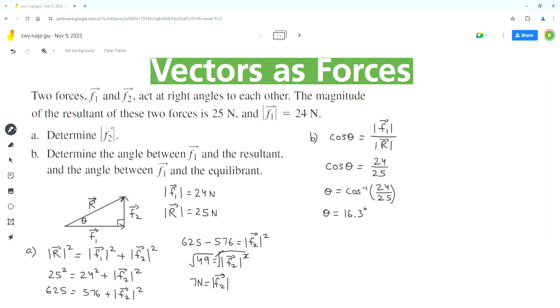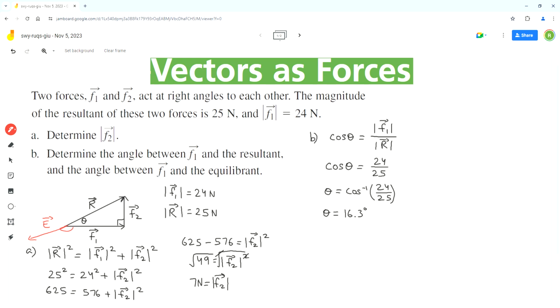Next we have to find the angle between vector F1 and the equilibrant. So first we can show the equilibrant vector in the diagram. The equilibrant vector is a vector that's equal and opposite to the resultant vector. So the equilibrant vector will be shown like this. This vector is the equilibrant vector. So the angle between F1 and equilibrant vector will be this red angle. So we have to find the measure of this red angle.